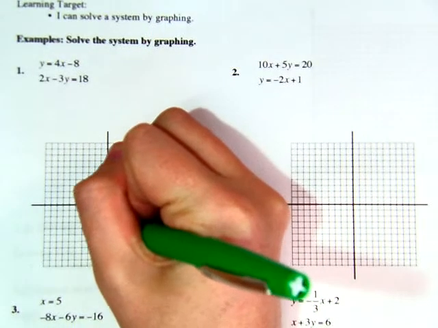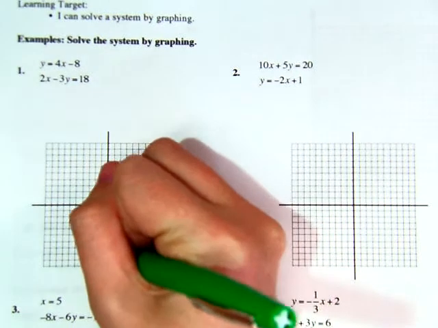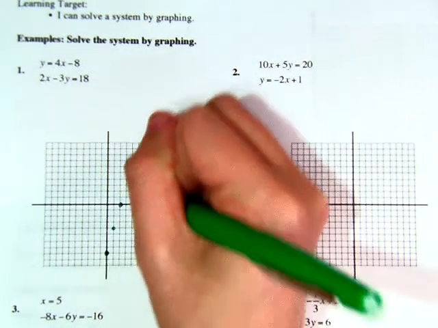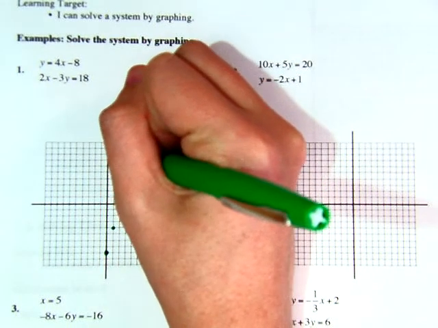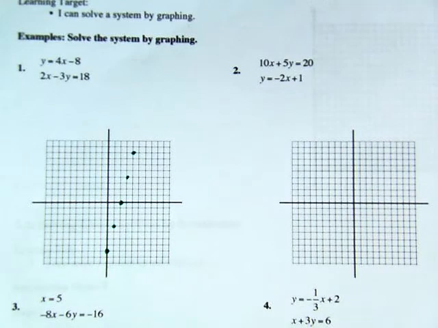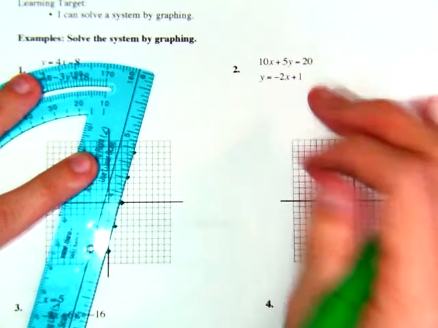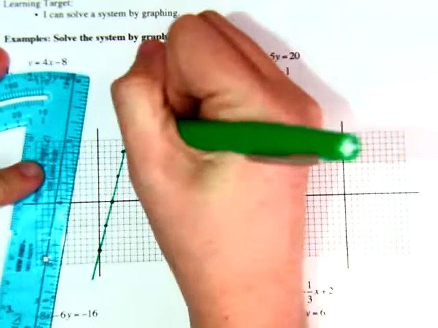Down 8. 1, 2, 3, 4, 5, 6, 7, 8. And my slope is up 4 over 1, up 4 over 1, up 4 over 1. I'm going to put a lot of dots on there because I need to have a nice line. I'm also going to use a ruler, but if you put enough dots, you should be good.